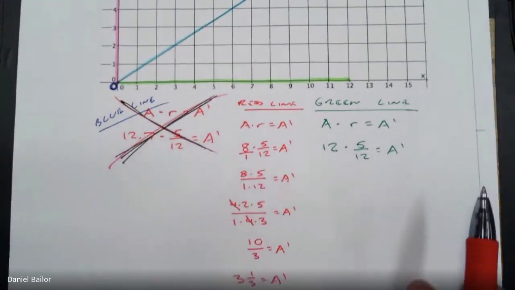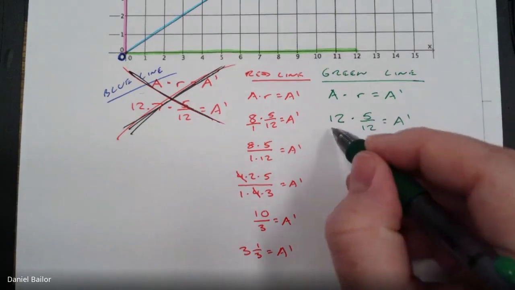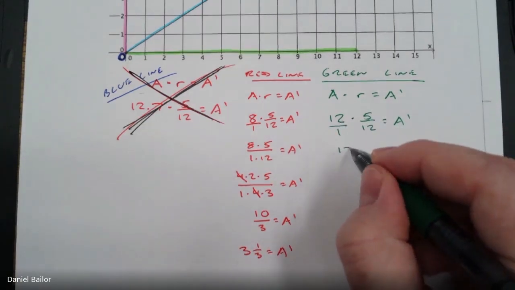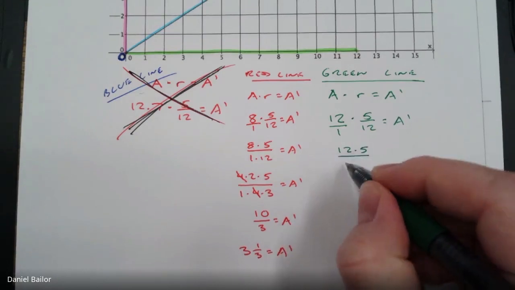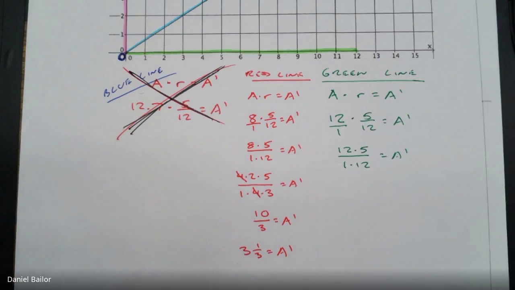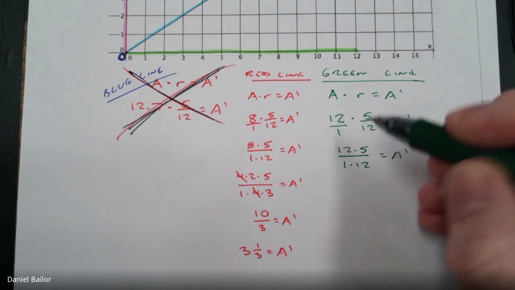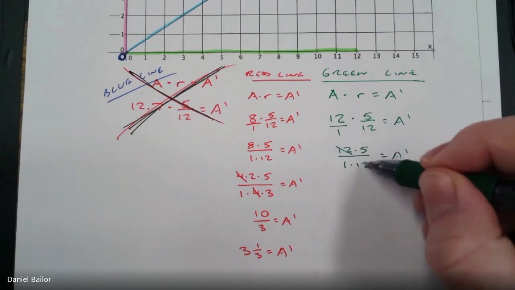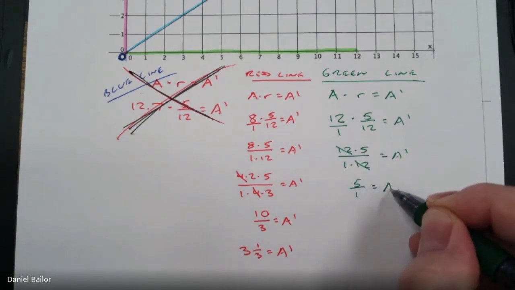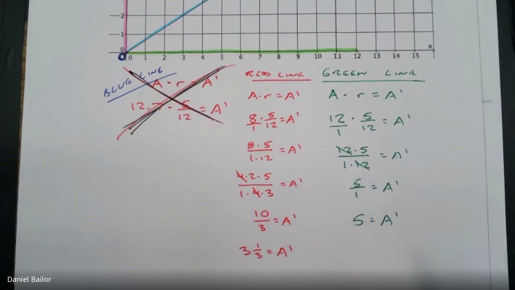But let's do the math again for the green line. Let's still turn 12 into a fraction. And let's multiply straight across. 12 times 5 divided by 1 times 12 equals a prime. And you're going to see right here that there's a 12 in the numerator and a 12 in the denominator. So those can cancel. So we are just left with 5/1 equals a prime. So 5 equals a prime.